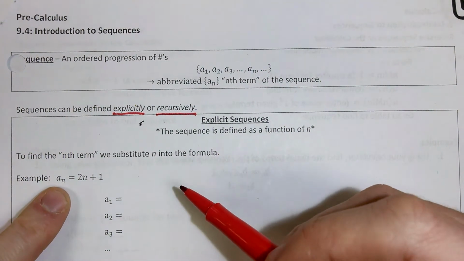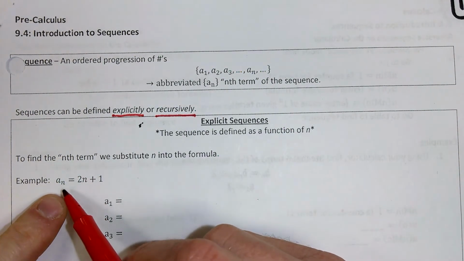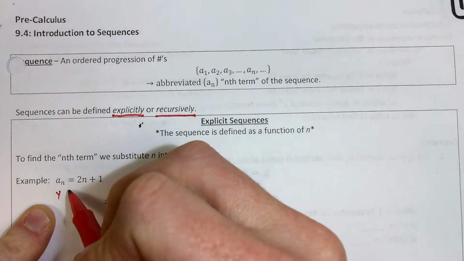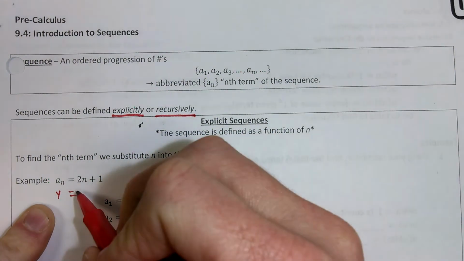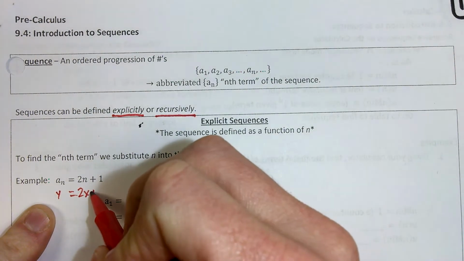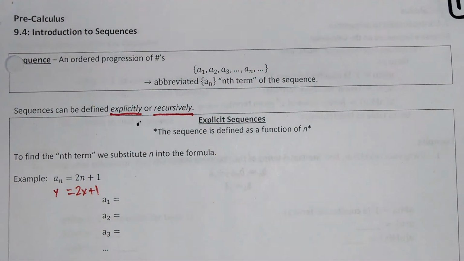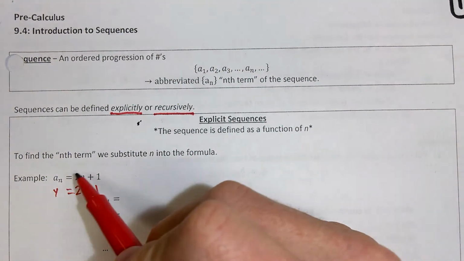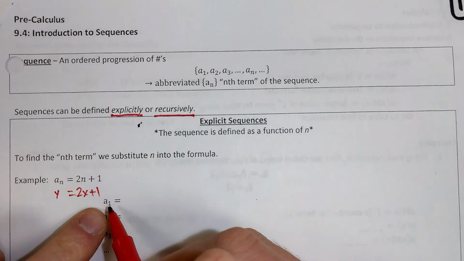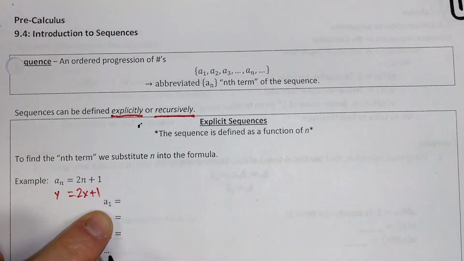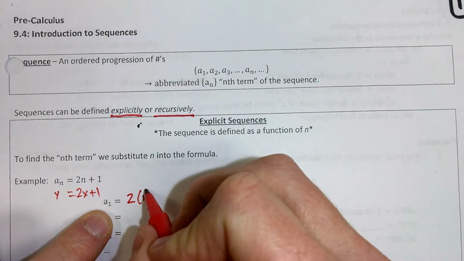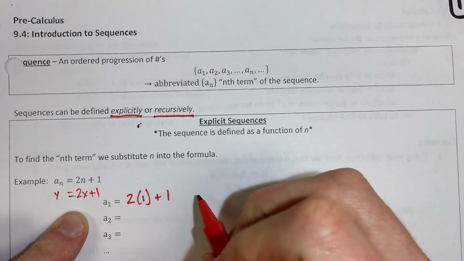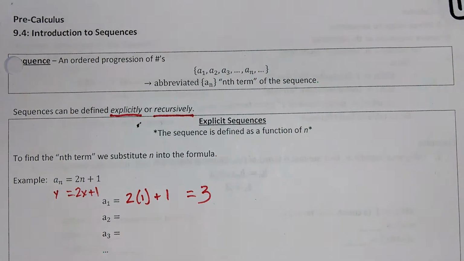So here's our first explicit rule for a sequence. We've got a sub n, which is kind of in the place of our y, and in the place of our x, we've got n. So this is real similar to y equals 2x plus 1. Okay, so we've got a sub n equals 2n plus 1. So to find our first term, a sub 1, we're just going to plug in 1 everywhere we see n. So 2 times 1 plus 1, that's 2 and 1, so that's 3. So our first term is 3.